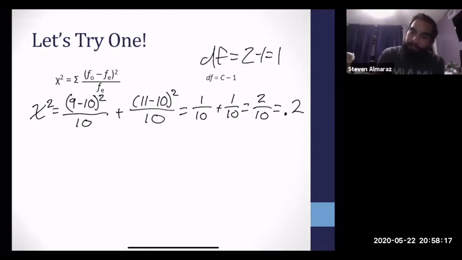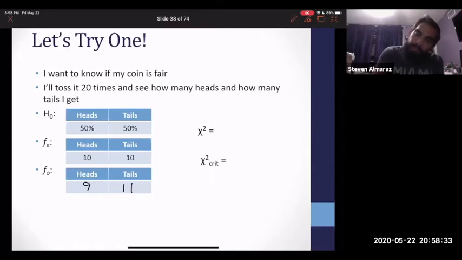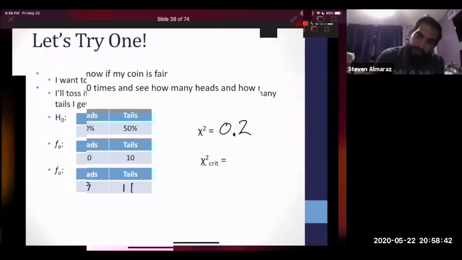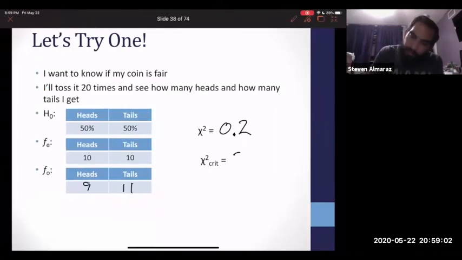So I had 9 heads and 11 tails. Our chi-squared value was 0.2. Our chi-squared critical, you know what, I actually don't remember what it was, so let's go check it out. It is 3.841. Now, honestly, we didn't really need to check that because that is a teeny tiny chi-squared value.